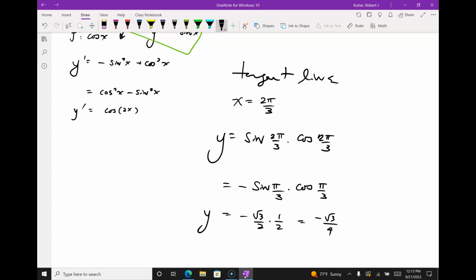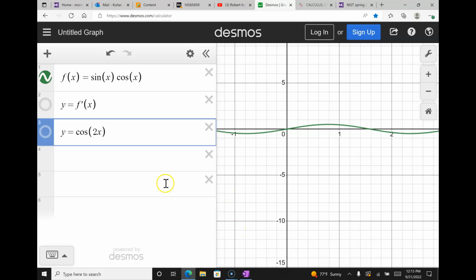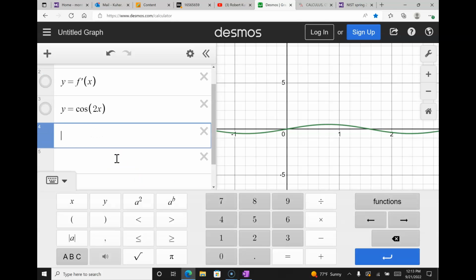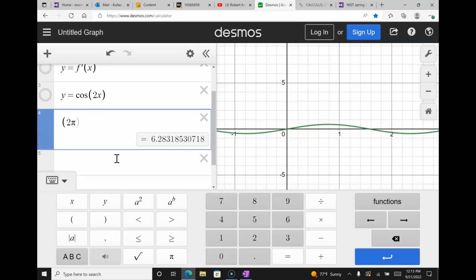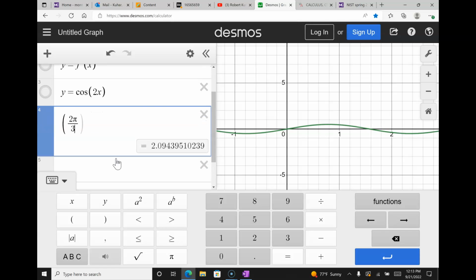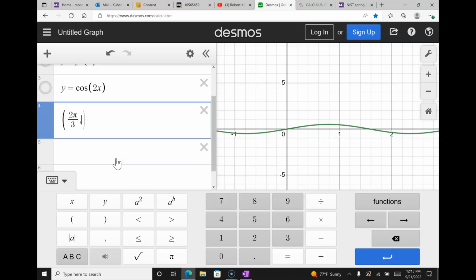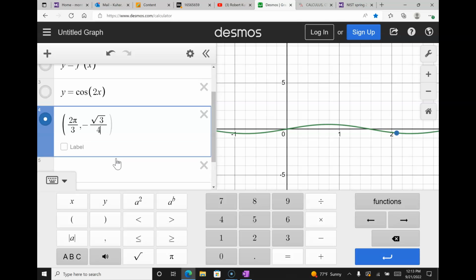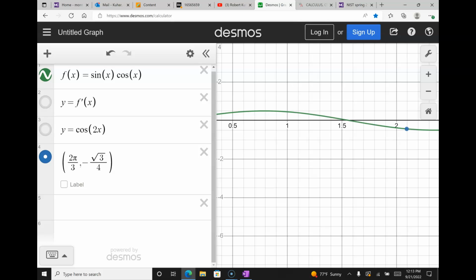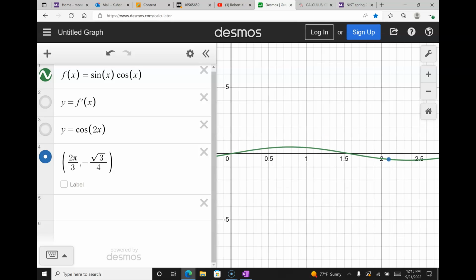Let's plot this point before we move on and make sure it works, right? So what was it, 2 pi over 3? And what did I get? Negative square root of 3 all over 4. Boom. I love it. Notice my tangent line. What kind of slope is it going to have? Negative, right?